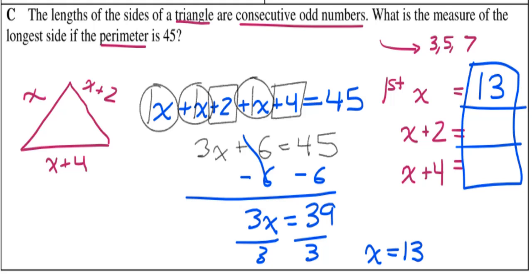13 plus 2, again, remember they have to be odd, is 15. And 13 plus 4 would be 17. And again, this is a quick check too. Are they odd? Yes, they are. Good. And then what did they want? What is the measure of the longest side? So my final answer, the answer I'm going to circle, is going to be 17 because that is the longest side of the triangle in this shape.